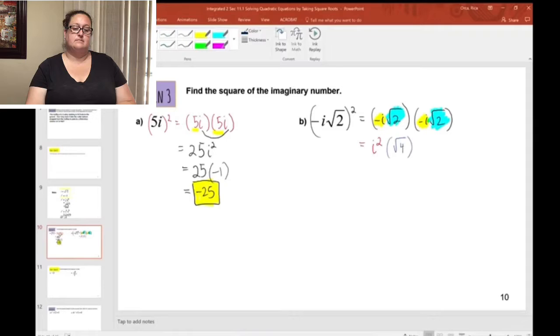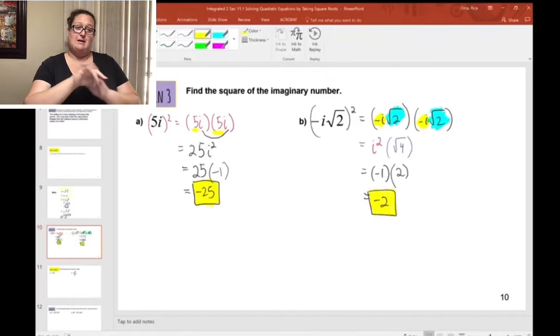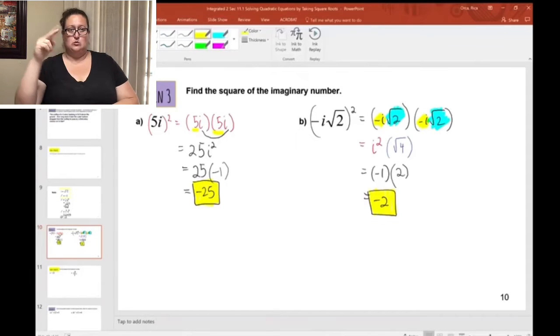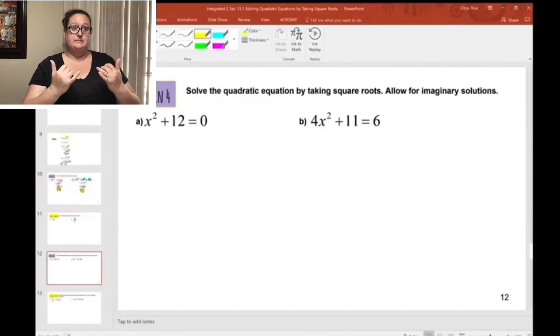i squared, as we know, is -1. Square root of 4 is 2. -1 times 2 is -2. So -i times radical 2 squared is equivalent to -2. Now that we got the hang of that, let's look at example 4.